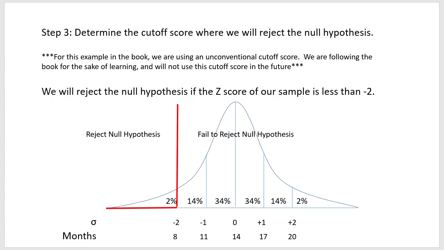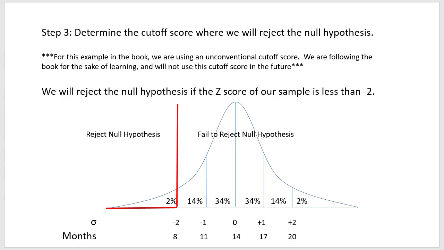So when we have a cutoff score, what we are saying is if the z-score of our baby's walking age is lower than or less than this cutoff score, we will reject the null hypothesis. We'll review that in a second. If the z-score for our baby is greater than or equal to our cutoff of -2, then we will fail to reject the null hypothesis.